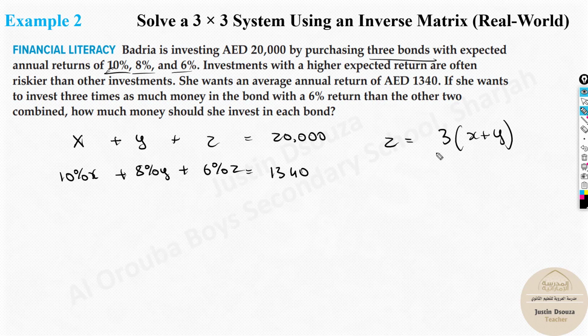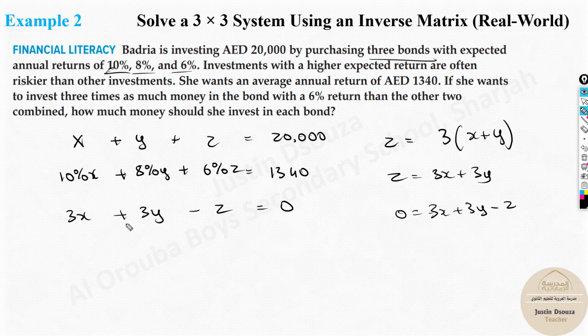Now, how do we solve this? It'll be z is equal to 3x plus 3y. You can take x and y to the other side or z to the other side, it's the same thing. It'll be 3x plus 3y minus z. I took z to the other side, and it'll be negative. So now here we have 3x plus 3y plus minus z is equal to 0. So these are basically the three equations.